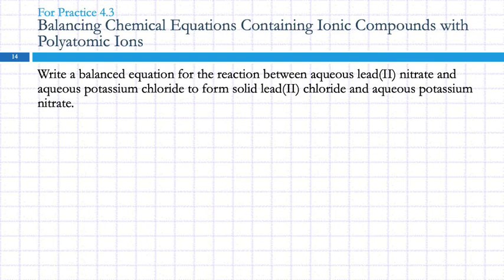Here's another one. This is one that has ionic compounds in it with polyatomic ions. Write a balanced equation for the reaction between aqueous lead-2 nitrate and aqueous potassium chloride to form solid lead-2 chloride and aqueous potassium nitrate.